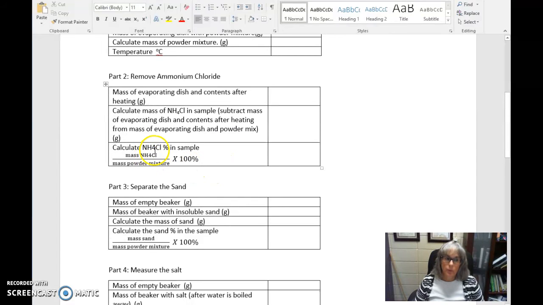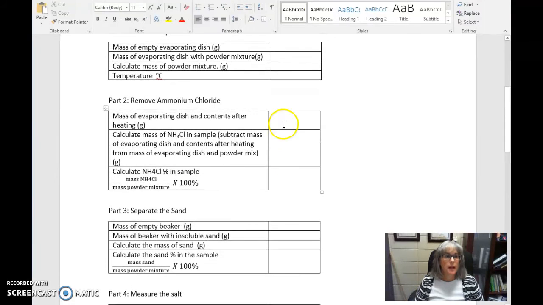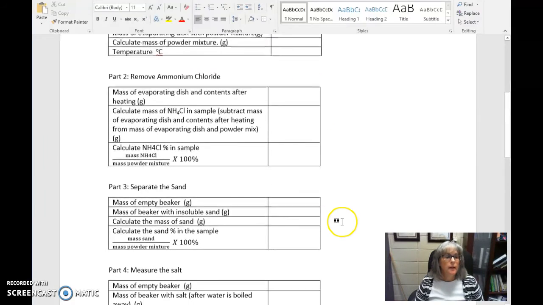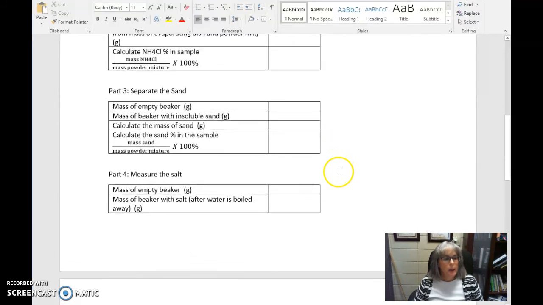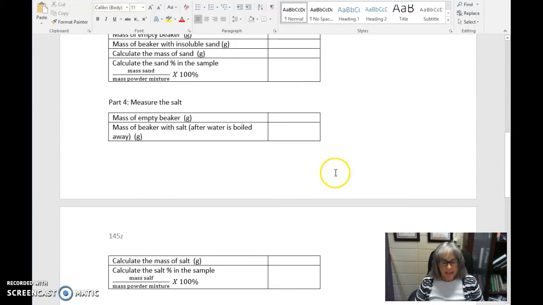Calculate the mass of aluminum chloride in the sample by taking the mass of the aluminum chloride, which you calculated here, and dividing it by the mass of the powdered mixture, which is here. These others are done similarly. They're a little more accessible because you don't have something evaporating and disappearing. Make sure you pay attention to your significant figures.